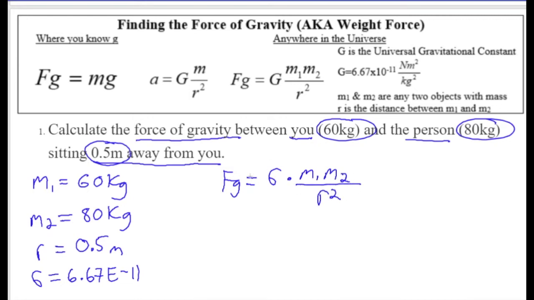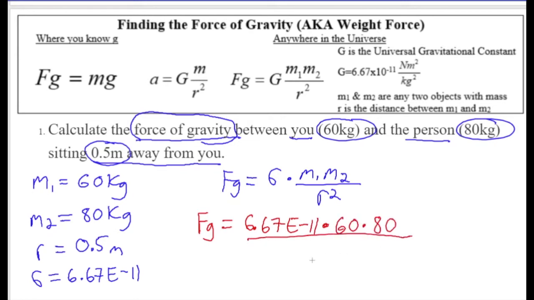And I know that I need this equation because it's asking me to calculate the force of gravity. And this is my force of gravity equation when I am solving between two objects that have mass. We have our equation and we've listed all of our variables. All we have to do is plug in. So we get Fg is equal to G, which we said was 6.67 e to the negative 11th, times m1, 60, times m2, 80, all divided by r squared, which is 0.5, and then squared.